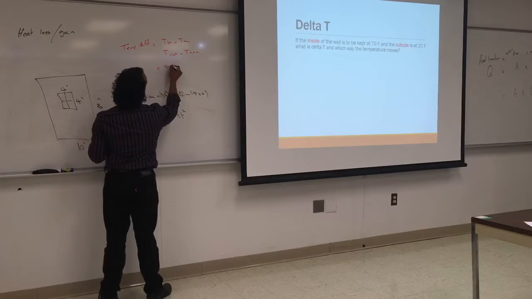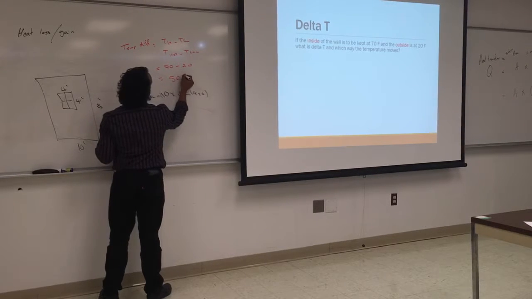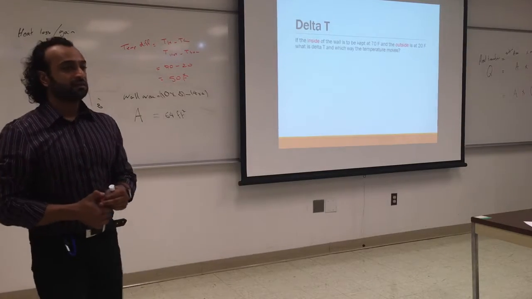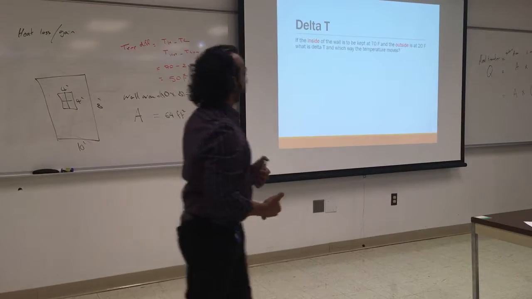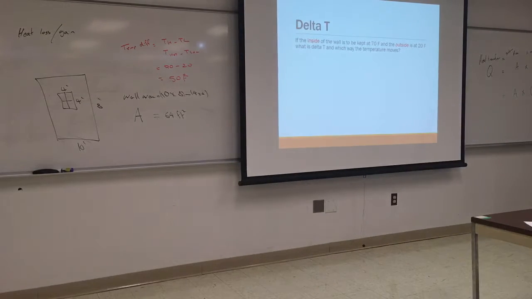So that's going to be 70 minus 20, and I got 50 degrees. Fair? Makes sense? Which direction? Is it going to be inside or outside in? The latter. Hot to cold, right? So whatever's hot. Heat moves from hot to cold. If you want to do the opposite, you gotta put some energy.